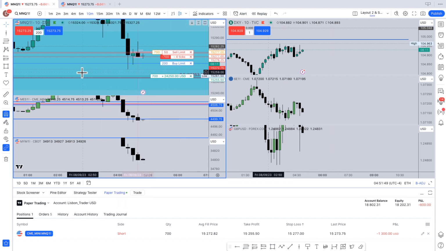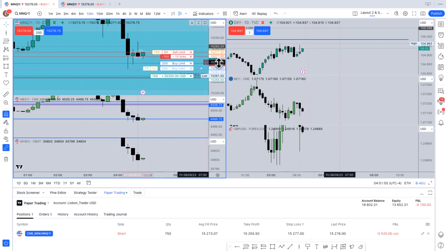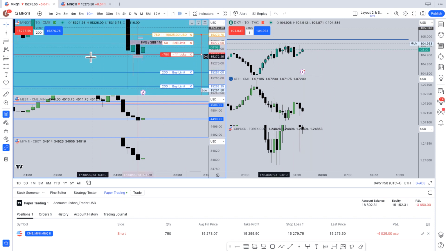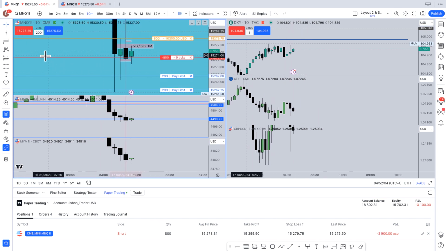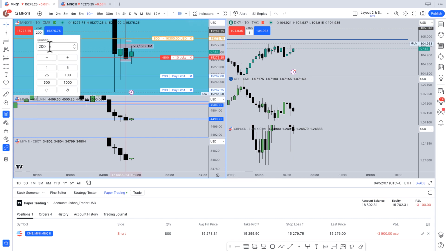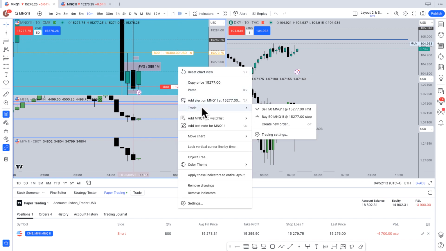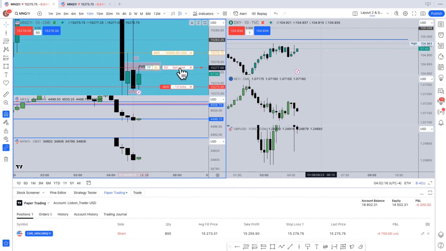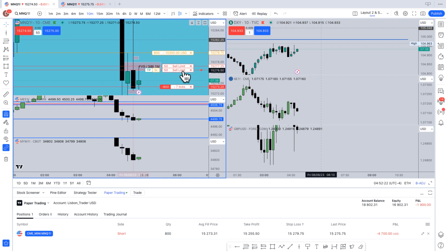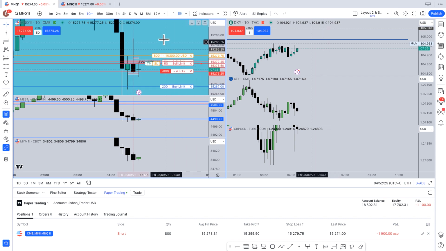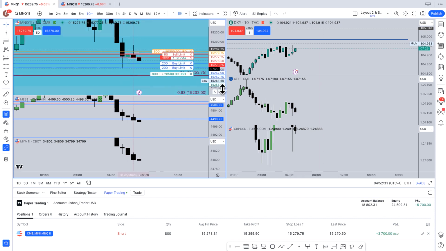Buy, cover the short. Buy this one. So we bought a few more. Let's buy. So this is consequent encroachment. Is being respected. So let's do here, sell a little bit more here on the limit. Now definitely going lower.